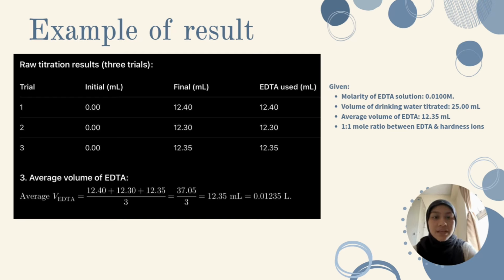The average EDTA volume obtained is 12.35 ml, which is equivalent to 0.01235 liter. The given data included the molarity of the EDTA solution, which is 0.0100 M, the volume of water sample titrated, 25.0 ml, and the mole ratio between EDTA and hardness ions is 1:1. These values are used in the next slide to calculate the concentration of hardness ions.